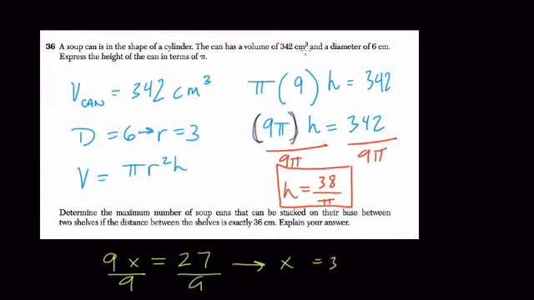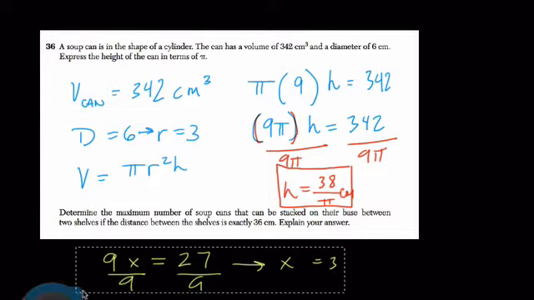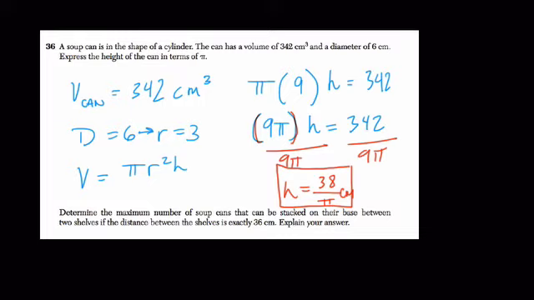And if we need to include units, that would be centimeters, so you just write centimeters here. Determine the maximum number of soup cans that can be stacked on their base between two shelves. The distance between the shelves is exactly 36 centimeters. Explain your answer. Okay, so let's clear this off.